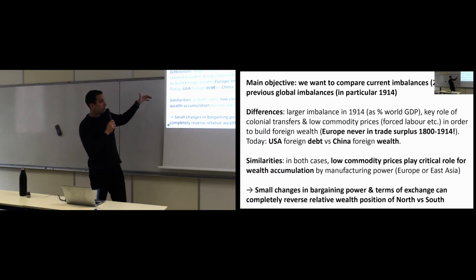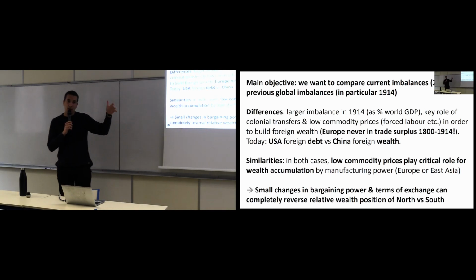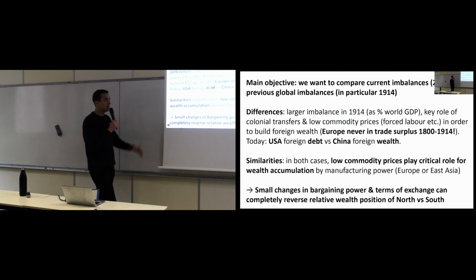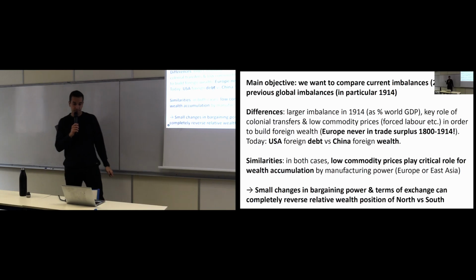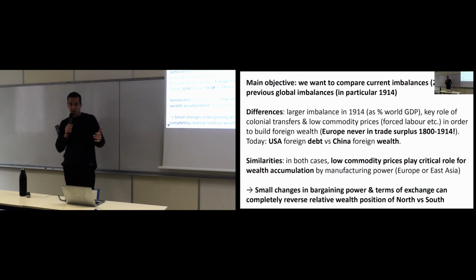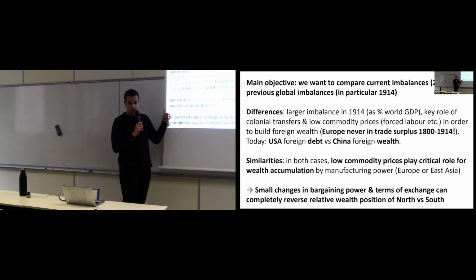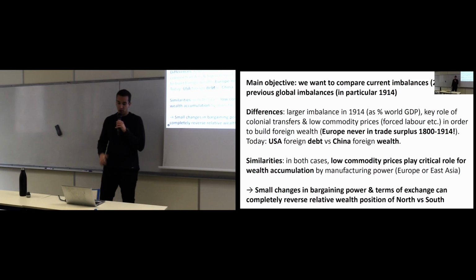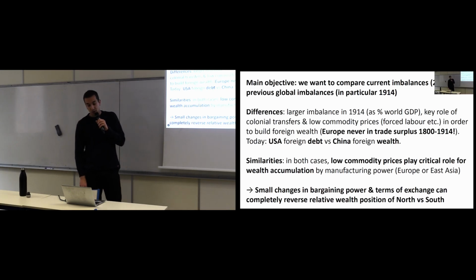Today, another difference is that we have a declining hegemon, which is the US, with a large amount of foreign debt, and a rising hegemon, which is China, also amassing an amazing amount of foreign wealth. The similarity between today and the past is basically that we think low commodity prices play a critical role in wealth accumulation by the manufacturing power, in the past Europe and today East Asia. And we will argue throughout the whole paper that small changes in bargaining power and terms of exchange could have completely reversed the relative positions between the North and the South.